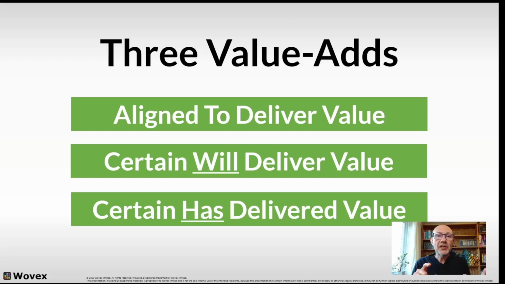The next thing is we're going to make sure that what we do, we're going to be certain that they will deliver the value. We're not guessing, we're not hoping, we're being certain. So we're really increasing our confidence that value will be delivered. And then as we go through, we're going to be certain that value has been delivered. So aligned to deliver, we're certain it will, and we'll be certain it has. And if it doesn't, we've got a way of managing through the process to bring things back on track. So they're my three really value adds. So let's just look at those in a bit more detail.